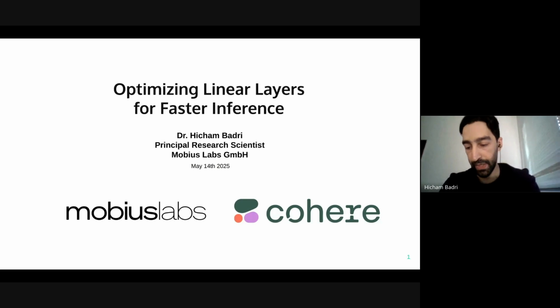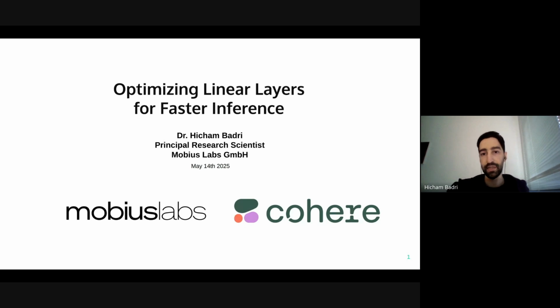Everyone, and welcome. Very excited to talk about this topic of optimizing linear layers to accelerate inference. Basically, we are going to talk about things like quantization and low-bit matmul kernels and stuff like this.